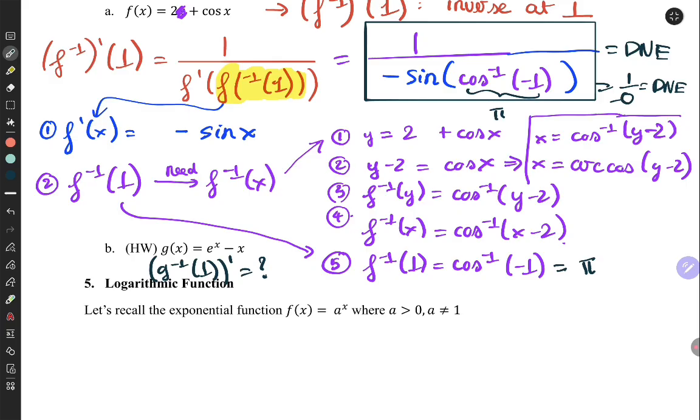Find the derivative at 1. Same as this problem. Exactly the same as this problem, but for a different function. Okay, moving on.